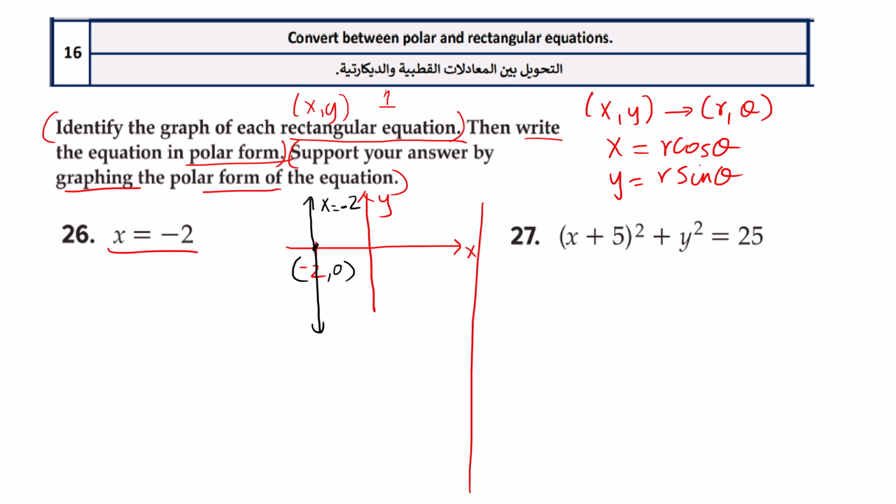So this is my x equal to -2 line, which is a vertical line passing through the point -2, 0. Okay, this is the first part where you identify the graph. So you can write it's a vertical line passing through the point -2, 0. So first is done. Now we need to convert to polar form.